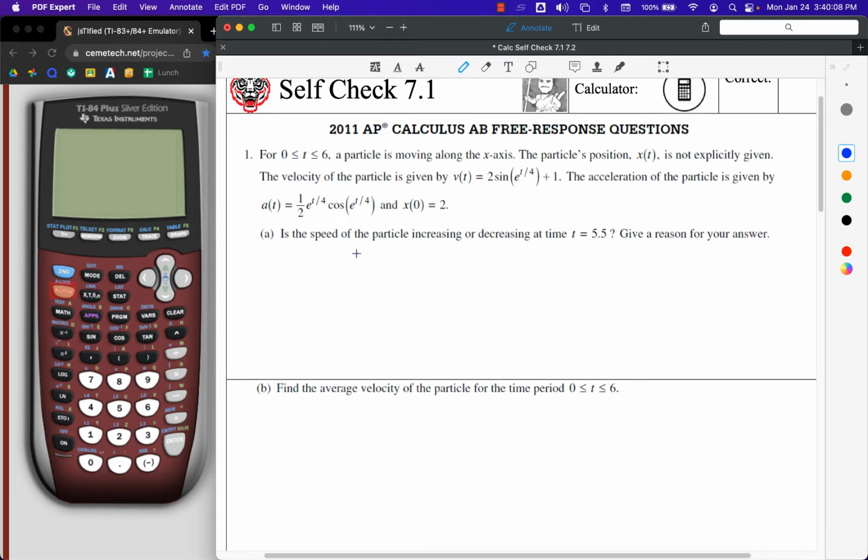This first question: is the speed of the particle increasing or decreasing at time t equal to 5.5? Well, we don't know. We have to compare the velocity and the acceleration. So let's come over here to our calculator.